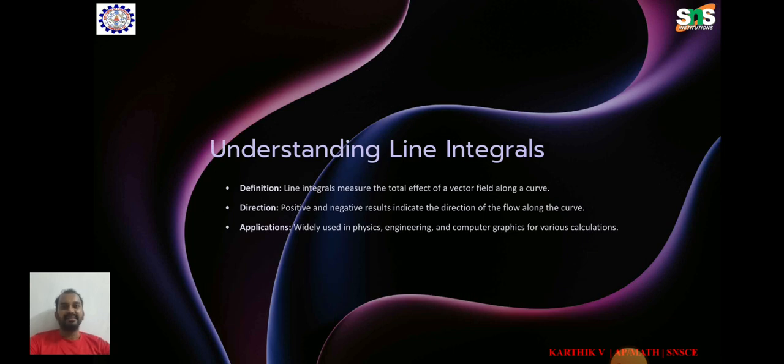Understanding the line integrals. The line integral is an integral taken along a curve or path in space. Parameterization: the curve or path is often parameterized by a single parameter, typically denoted by t. It is r of t equal to x of t, y of t, z of t. Integral setup: the line integral is set up as the integral of a scalar or vector function along the curve. Evaluation: to evaluate the line integral, you substitute the parameterized form of the curve into the integrand.